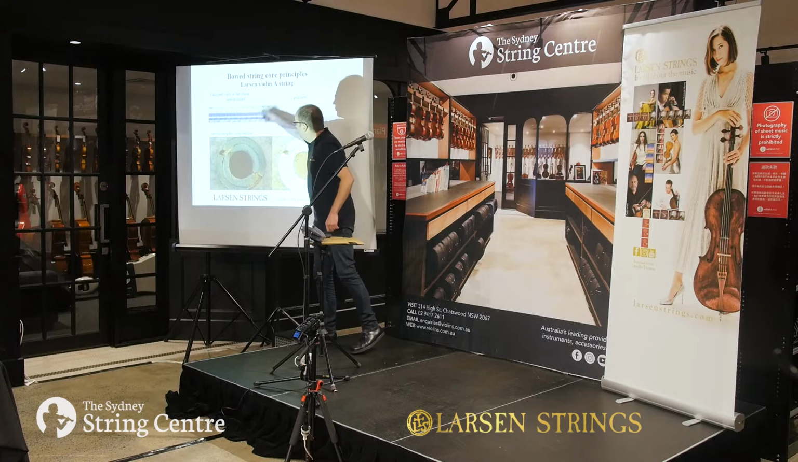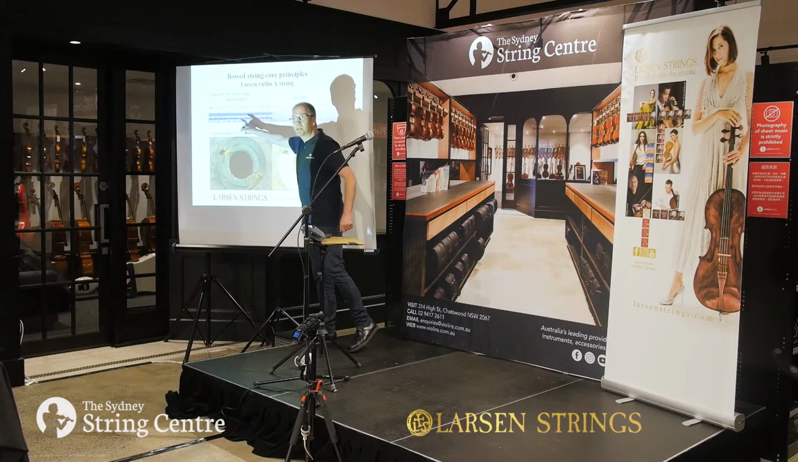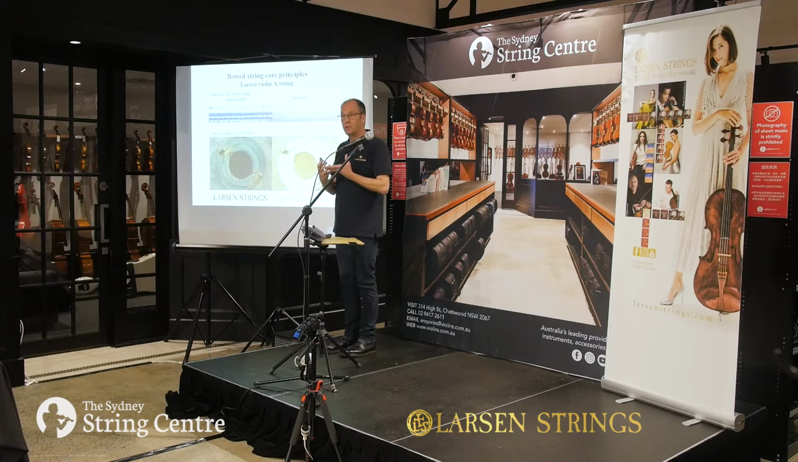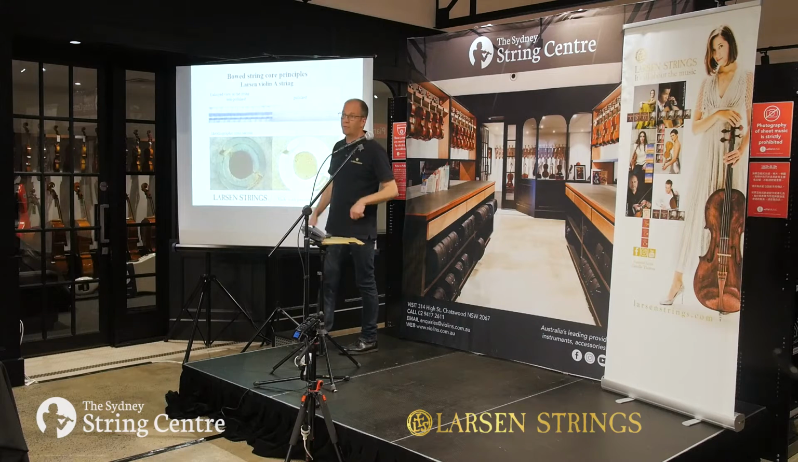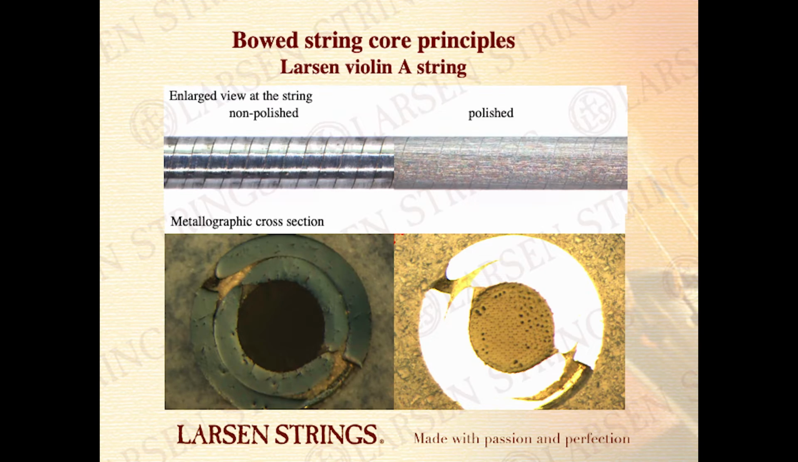And when it's finished, it looks like this, but it still needs this rough surface. And then we use a kind of polishing, and this is the surface you really have on your string. So this is how it looks in reality. It's a violin A string shown here.